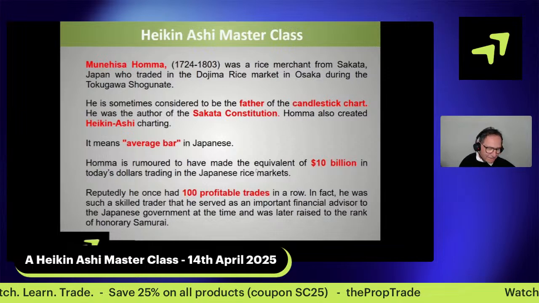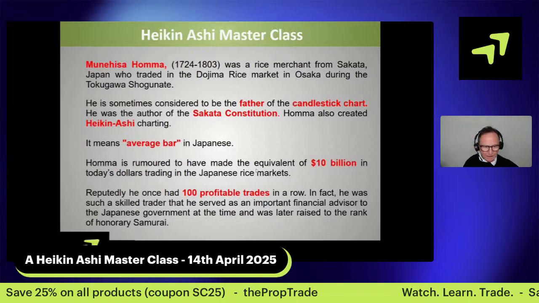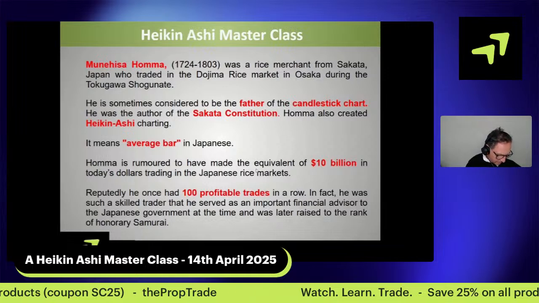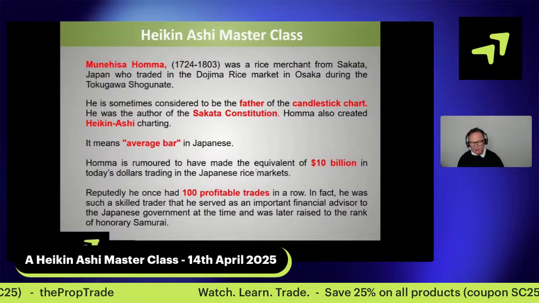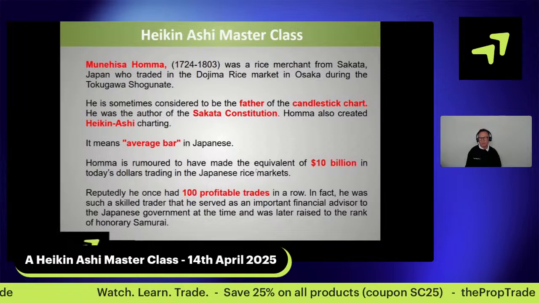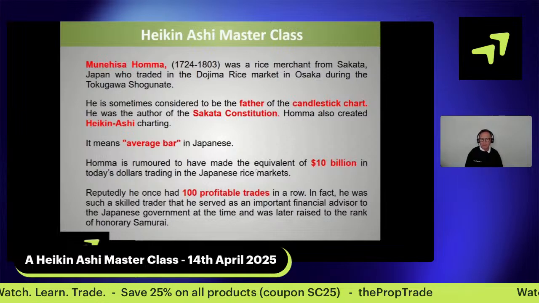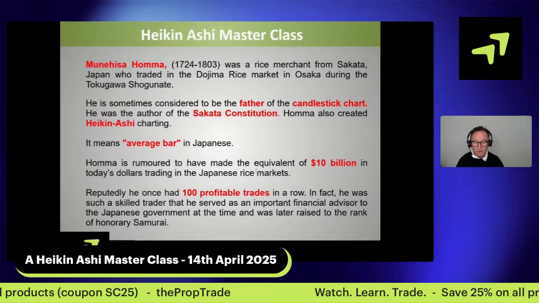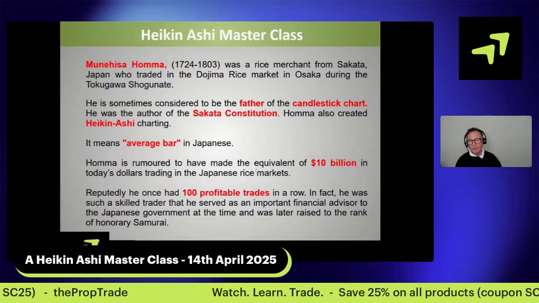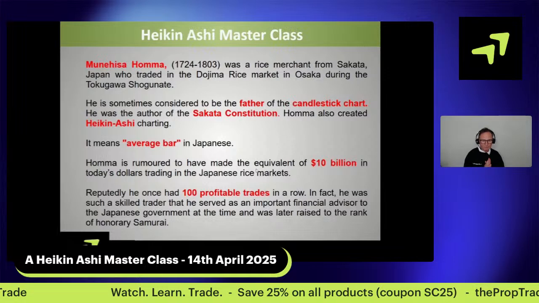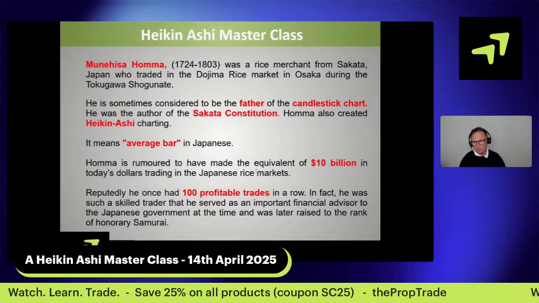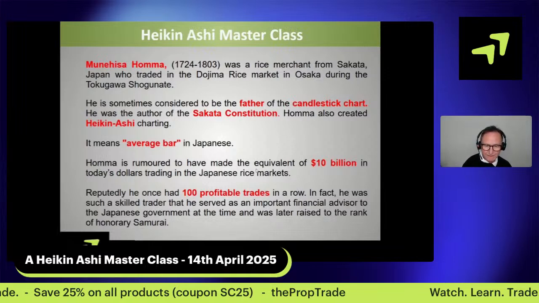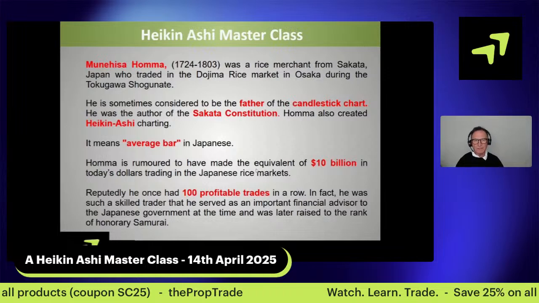He was very, very, very successful. In today's terms, there are documents talking about him making the equivalent of $10 billion just as a rice trader back in the 1700s, trading this one simple market on an end of day basis in Osaka. He's reputed to have had 100 profitable trades in a row, 100 consecutive profitable trades.